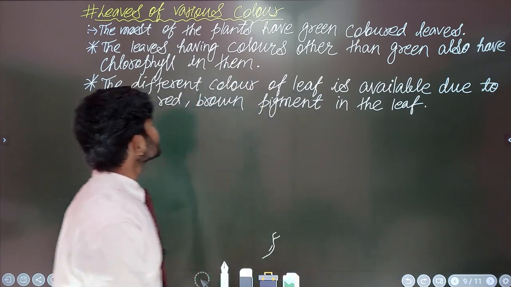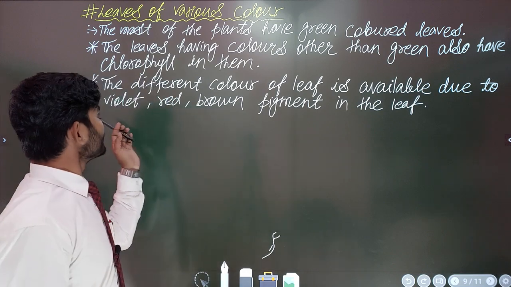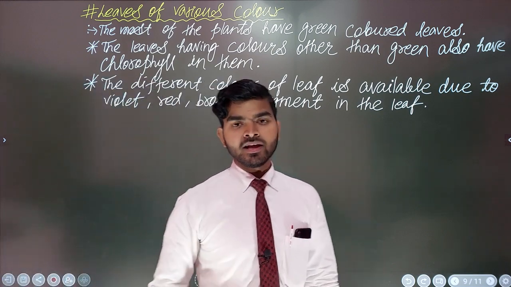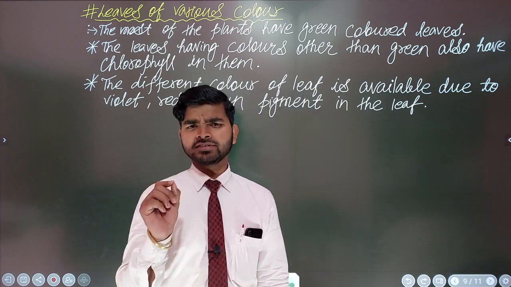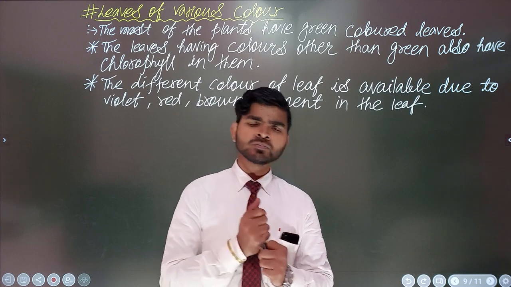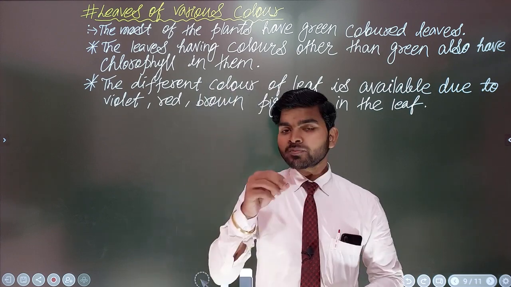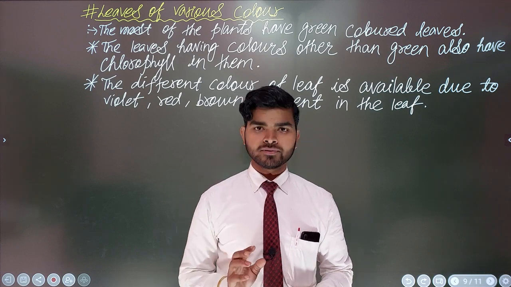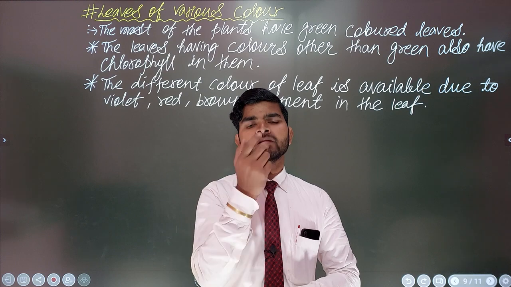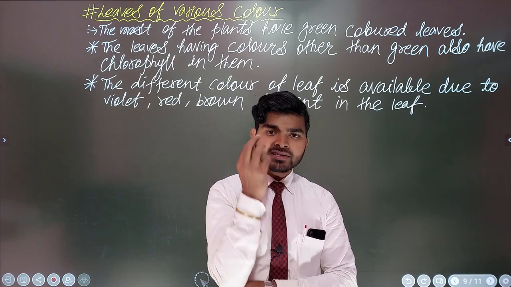Okay. Next one, the different colors of leaves are available due to violet, red, or brown pigment in the leaf. I'm giving a one-line answer to this particular question. Why is it possible to have different colors? I just want to know from all of you: the color of a leaf is green. Why? Because it has green pigment, and the name of that pigment is chlorophyll.